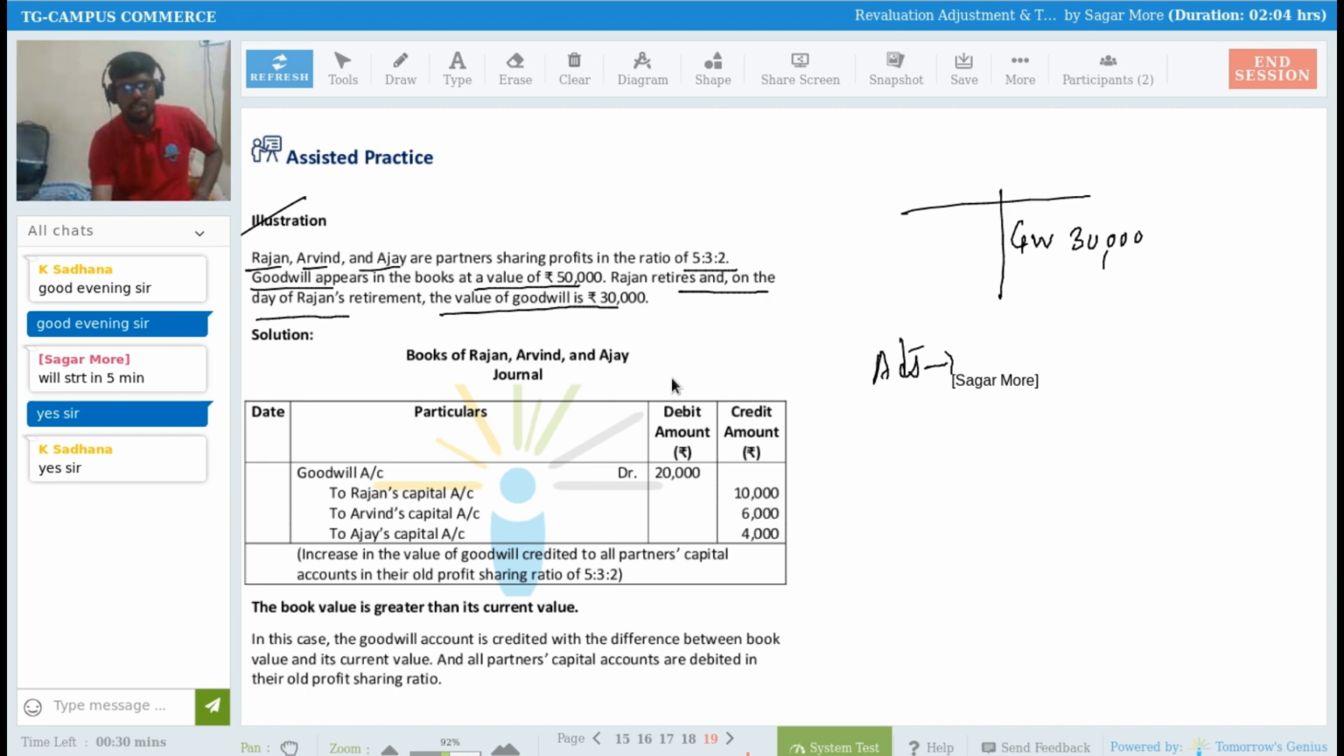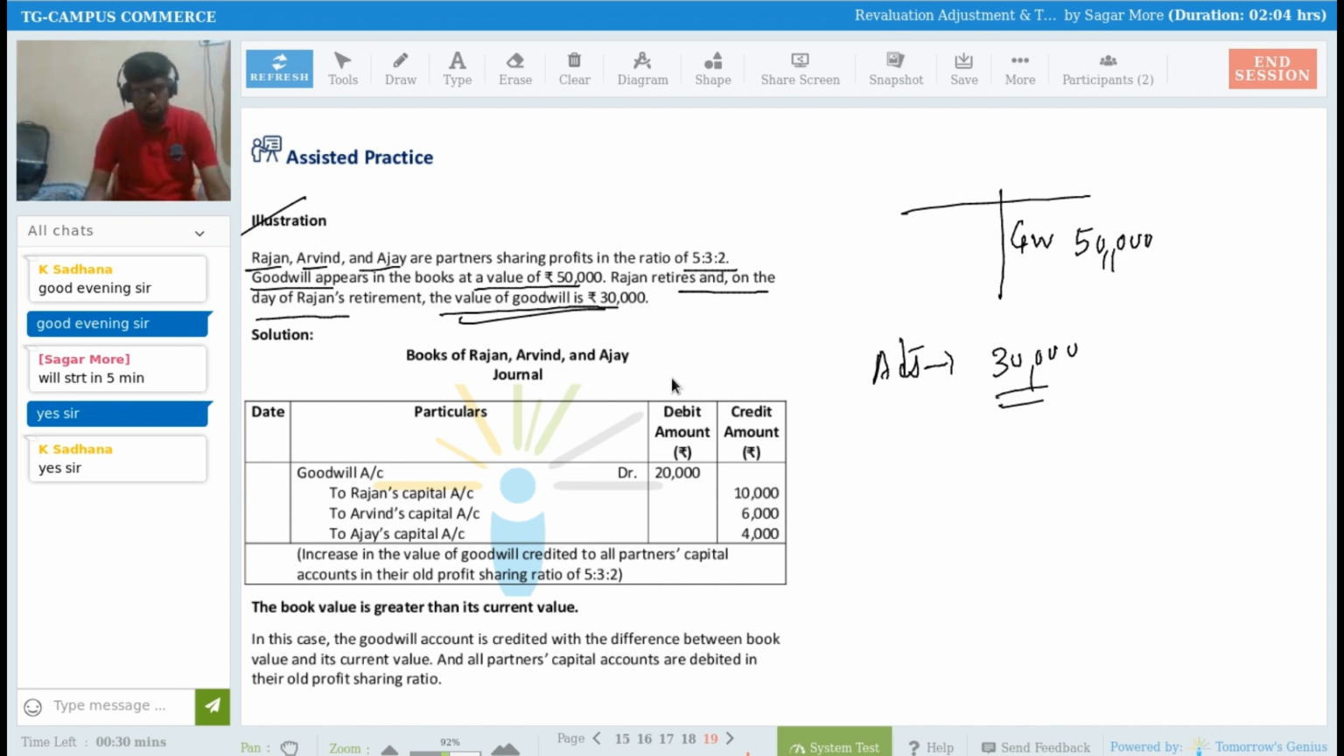So in the adjustment, Rajan retired, and on the day of Rajan's retirement, the value of goodwill is how much? The value of goodwill is 30,000 rupees, and goodwill in the firm was 50,000. See, once again I'm reading. Goodwill of the firm appears in the books at a value of 50,000 rupees, and when they calculate goodwill at the time of retirement of Rajan, it comes to 30,000 rupees. This is given in the question.